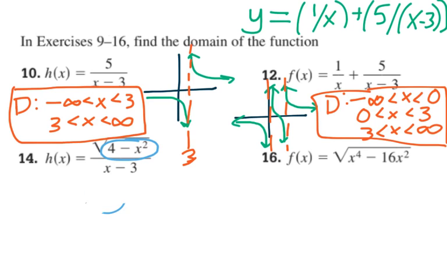Whoops, I was trying to erase. See what's happening. So if we type this in to the calculator, you've got your square root of 4 minus x squared, and then division sign, parenthesis x minus 3.